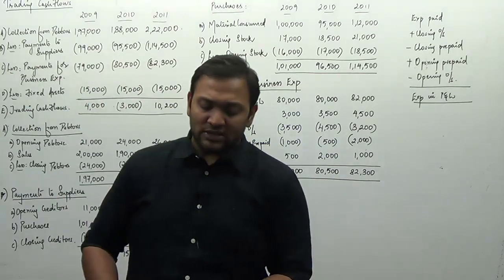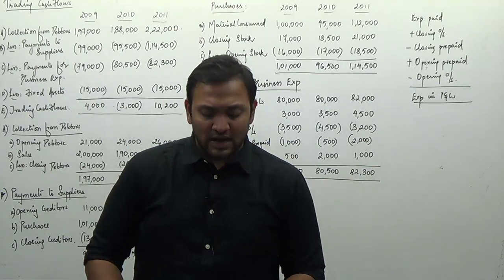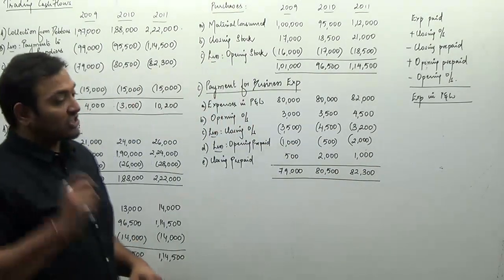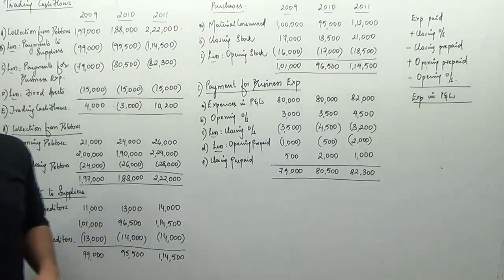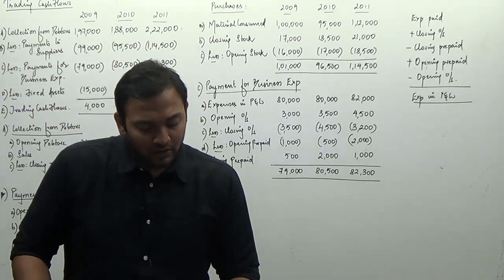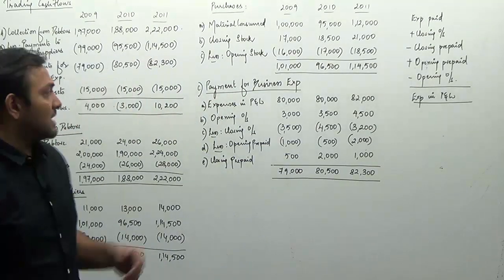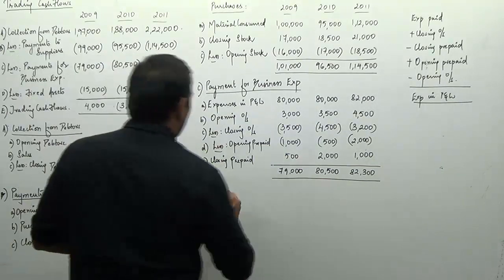What is the second part of the question asking? The second part of the question is asking us to calculate what is the weighted average trading cash flows. He has given you the weights. The weights are to be given as 20%, 30% and 50% and he is asking you to calculate.